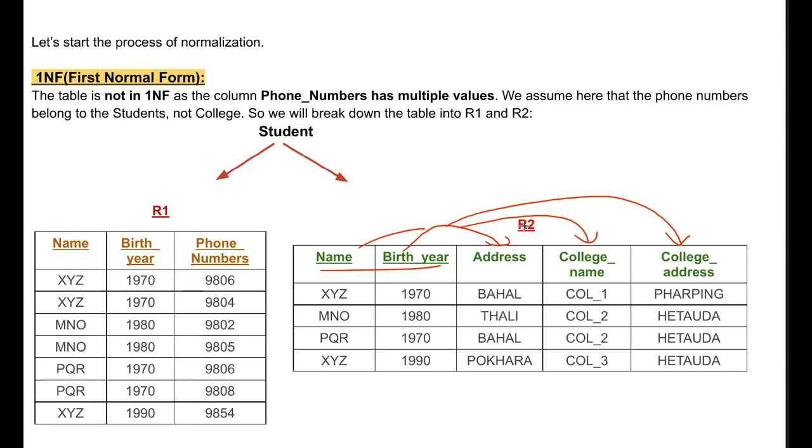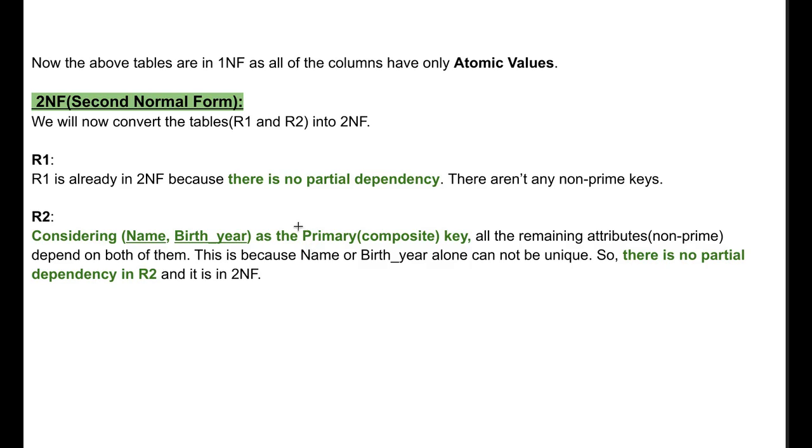So if I look into the table this way, then there is no partial dependency. In R1 obviously there is no partial dependency. In that way, even considering only this much as the primary key, composite key, all remaining non-prime attributes are depending on the primary key. So based on that consideration, there is no partial dependency in R2. So these two tables, R1 and R2, are already in 2NF. Now let's go to 3NF.